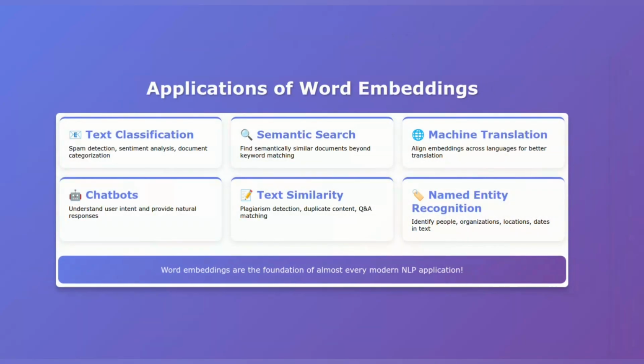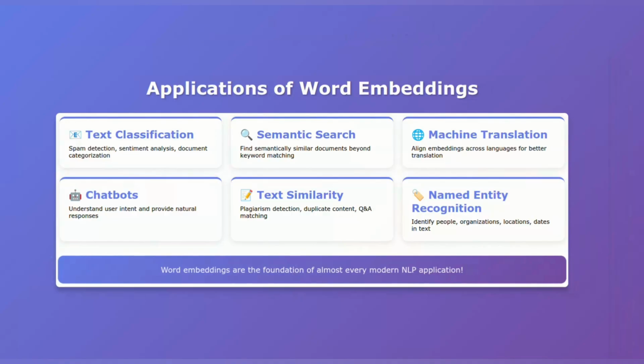Alright, so we've learned what word embeddings are and how they work. But you might be wondering, where are these actually used? Let me show you. Text classification and sentiment analysis. This is huge. You convert documents or reviews into embeddings, then feed them to machine learning models to classify them. Is this email spam? Is this review positive or negative? Embeddings make this possible.